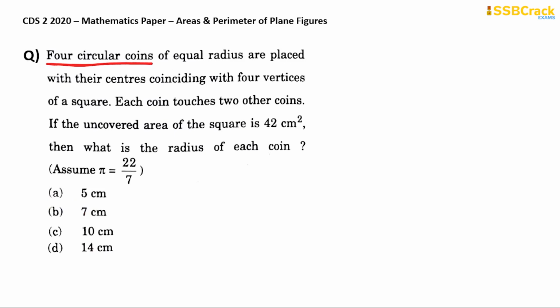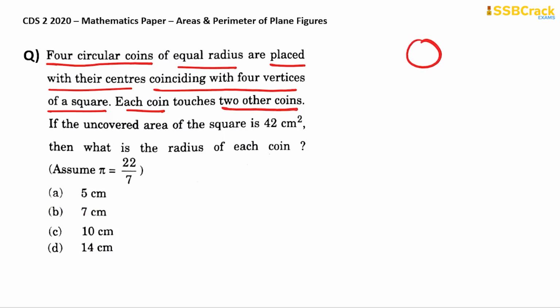4 circular coins of equal radius are placed with their centers coinciding with the 4 vertices of a square. There are 4 circular coins of equal radius, placed with their centers coinciding with the vertices. Means the vertices of the square are nothing but the centers of these circular coins. And it is given that each coin touches 2 other coins. Means the scenario is as such. You can try to visualize. Okay, it will be this way. My drawing is not that good.